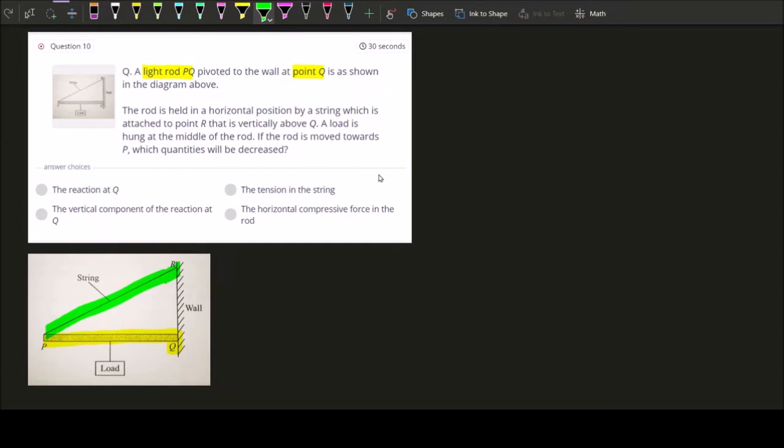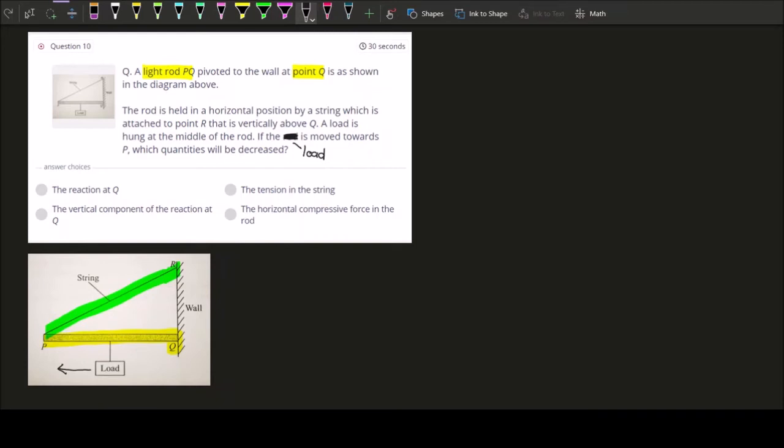This string basically pulls the rod at point P here to prevent this rod from falling. Okay, this string is pulling it up, and it's attached at point P, then the rod is pivoted at point Q. Then you hang a load at the middle of the rod. So now, here's the question. Probably some of you cannot answer it because there's a mistake with my wording. It's not if the rod is moved towards P, it's if the load is moved towards P.